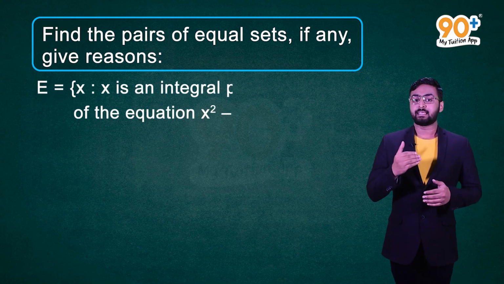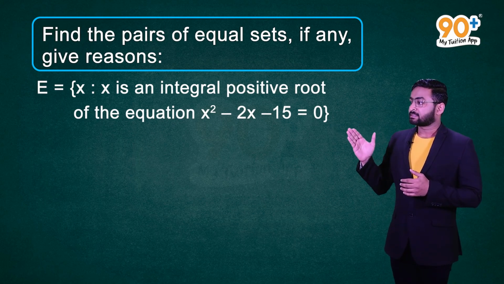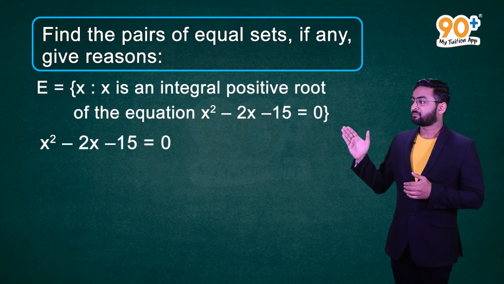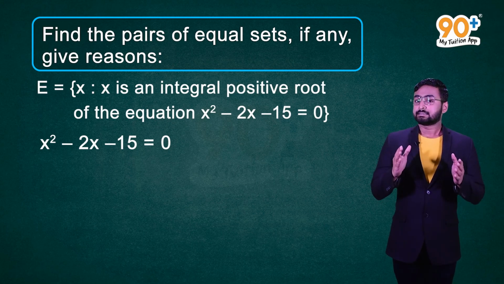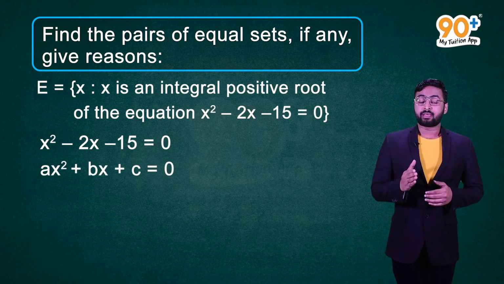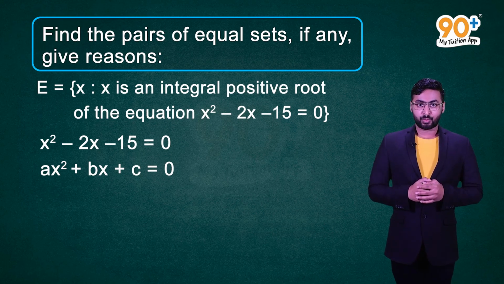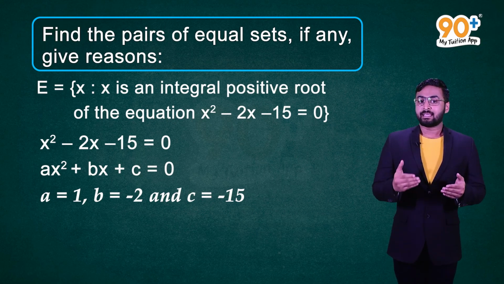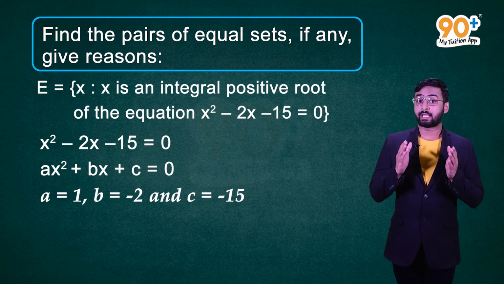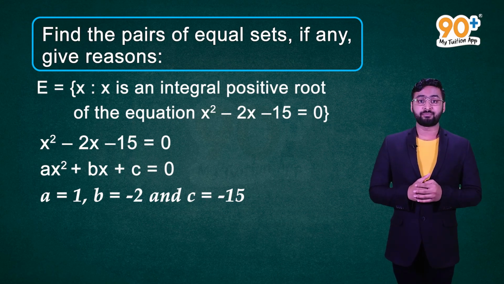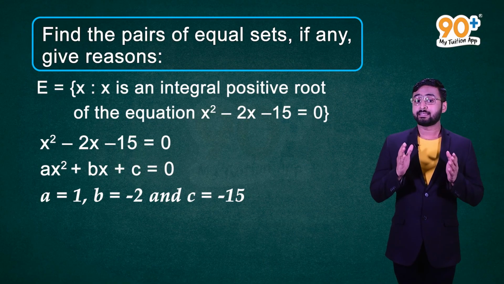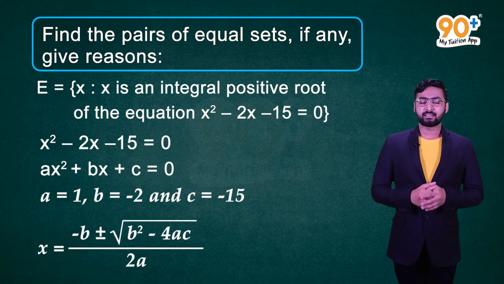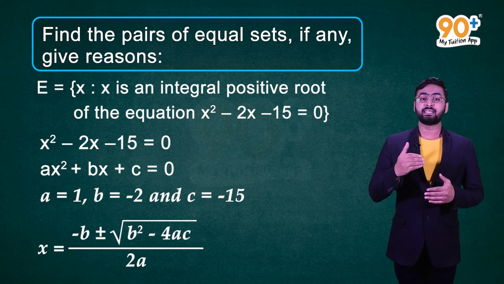The next set is E and the condition is x is an integral positive root of the equation x square minus 2x minus 15 equal to 0. This equation is of the form ax square plus bx plus c equal to 0, where a is equal to 1, b is equal to minus 2 and c is equal to minus 15. So the element of the set is the positive root of this quadratic equation. Let us solve this equation using the quadratic formula, that is minus b plus or minus root of b square minus 4ac by 2a.